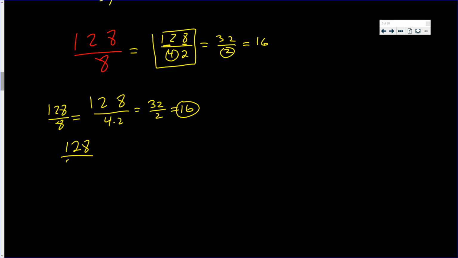If you liked, you could have thought of 8 as 2 times 2 times 2. Well, 2 goes into 12 6 times. 2 goes into 8 4 times. So now you have 2 times 2. I already divided by that 2. Again, 2 goes into 6 3 times. 2 goes into 4 2 times. Divide by the last 2, 16.